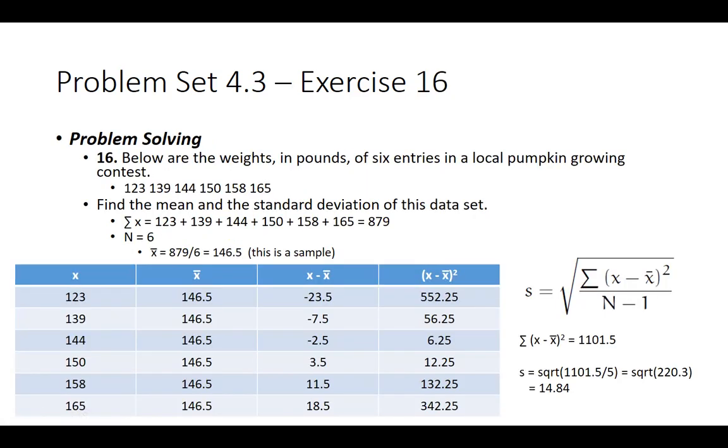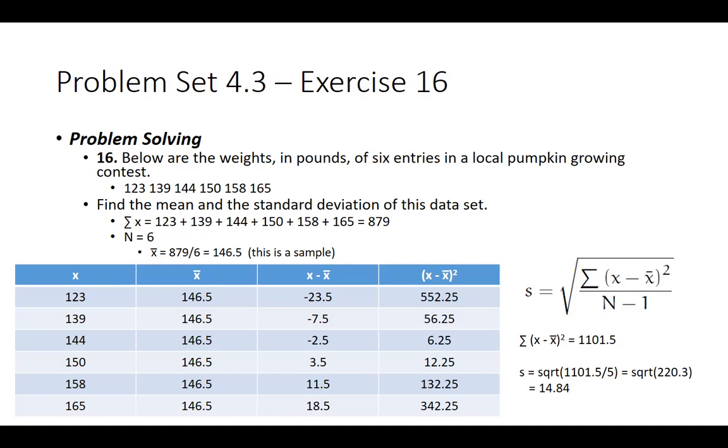Number 16. Below are the weights in pounds of 6 entries in a local pumpkin growing contest. And again, since it specifies that there's 6 entries and not all of the entries, we are dealing with a sample. So same formula again. Find the mean and the standard deviation of this data set.